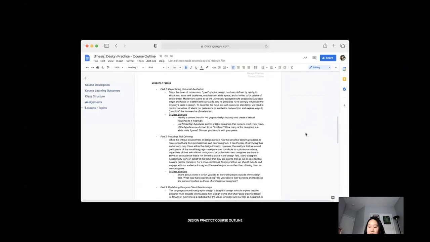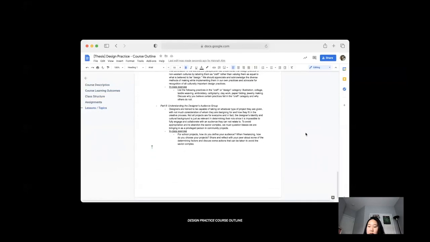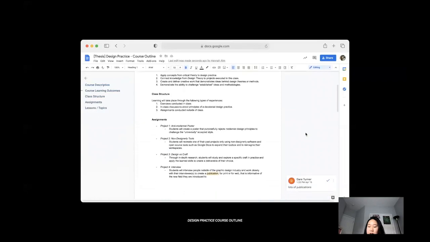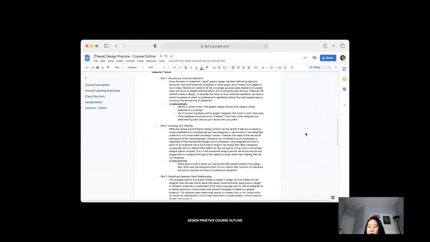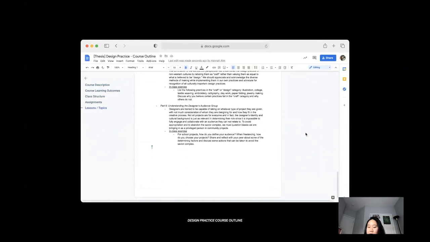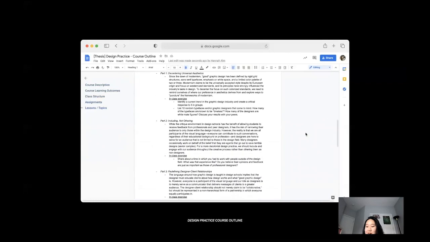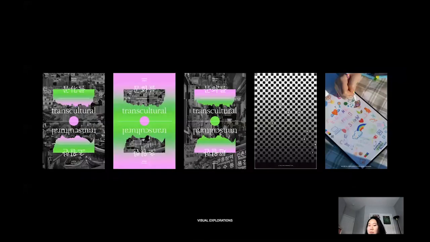And this course is design practice, which is basically taking the theory that students have learned in the previous course and really just applying it to their own design practice. Projects would include recreating past projects with open source tools and designing an anti-modernist poster, for example.